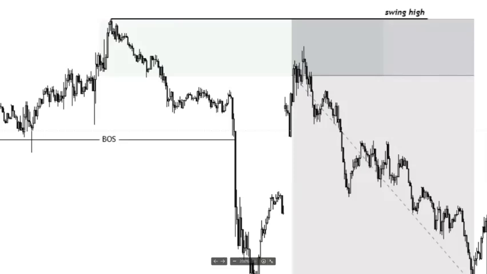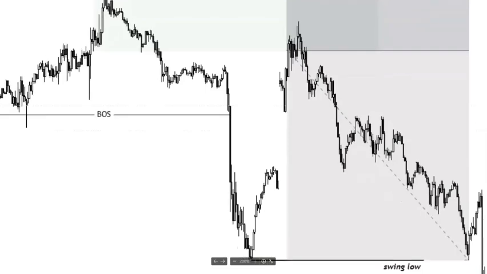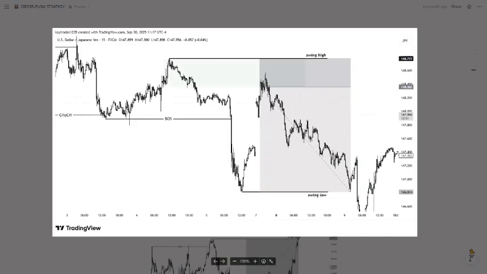And where does our entry go? It goes at the edge. Stop loss at the swing high. Take profit at the swing low. As you guys can see, we get that TP hit. 2 out of 2 trades.